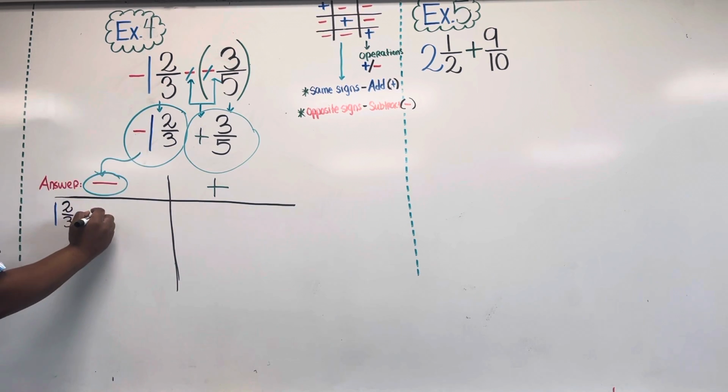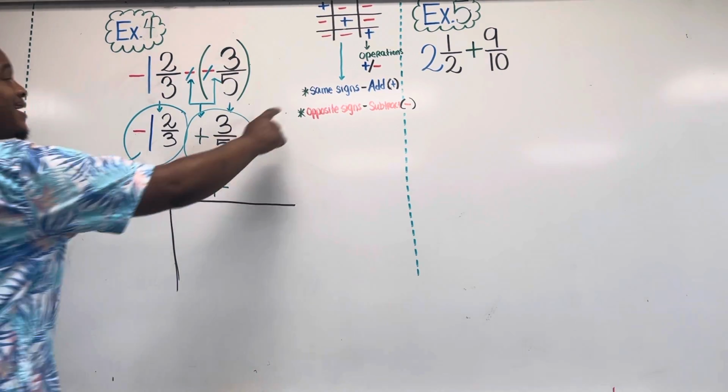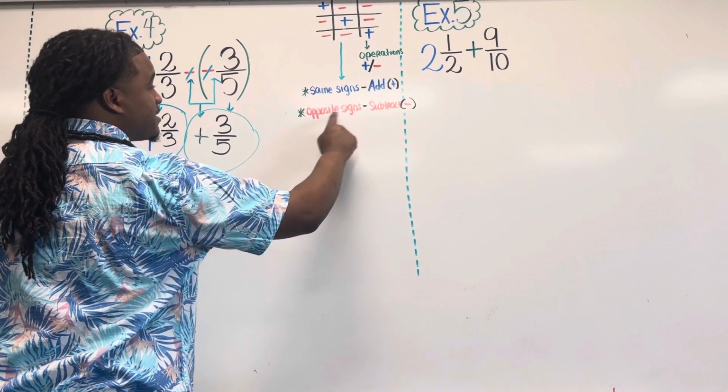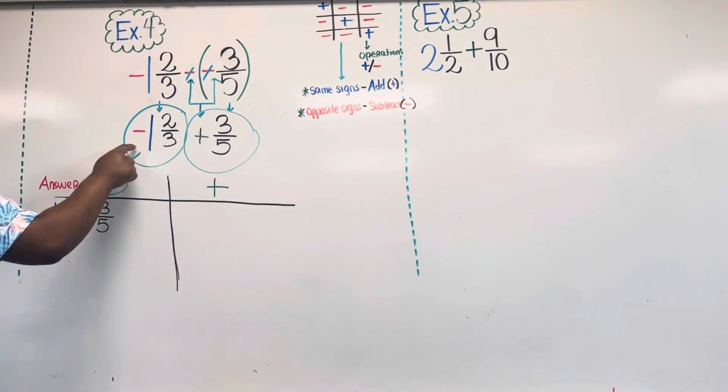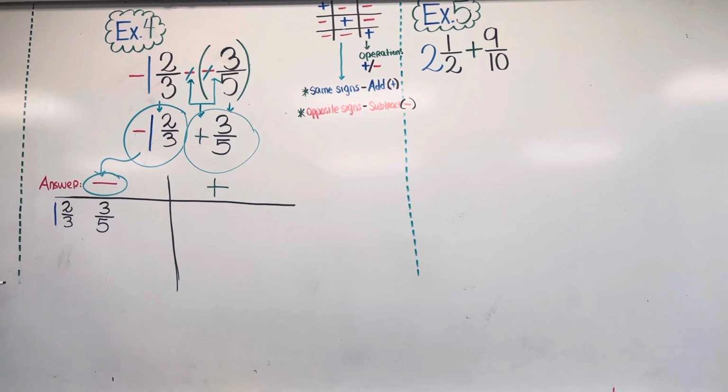And I'm going to bring down the next fraction, which is 3/5, right? Once again, guys, remember our rules. Same signs we add, opposite signs we subtract. I can clearly see that these two fractions have opposite signs, which tells me that I need to subtract.